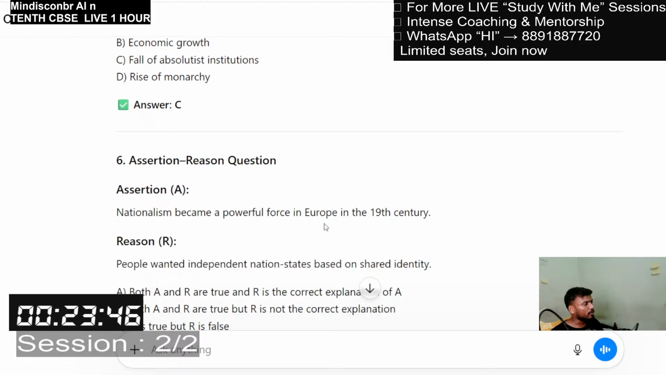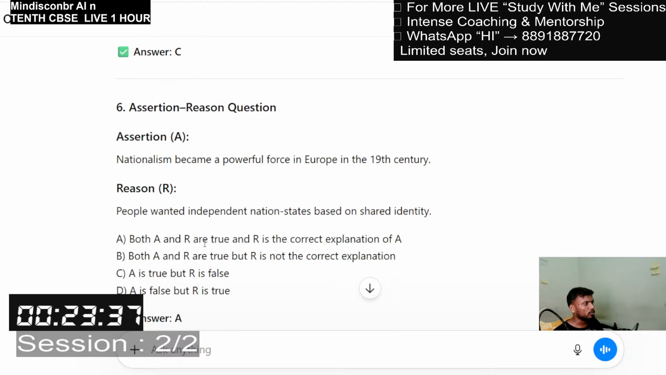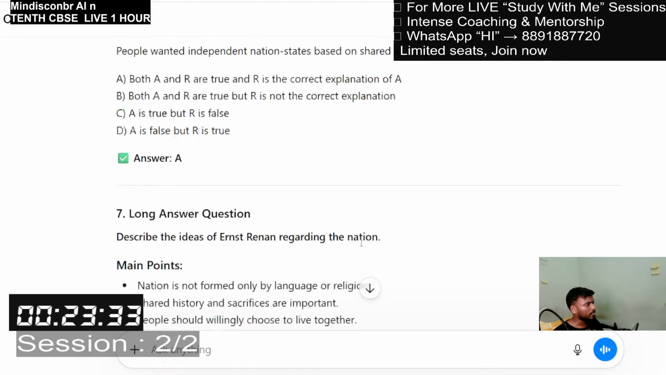Nationalism became a powerful force in Europe in the 19th century. People wanted independent nation states based on shared identity. Yes, both A and R are true, and R is the correct explanation of A.